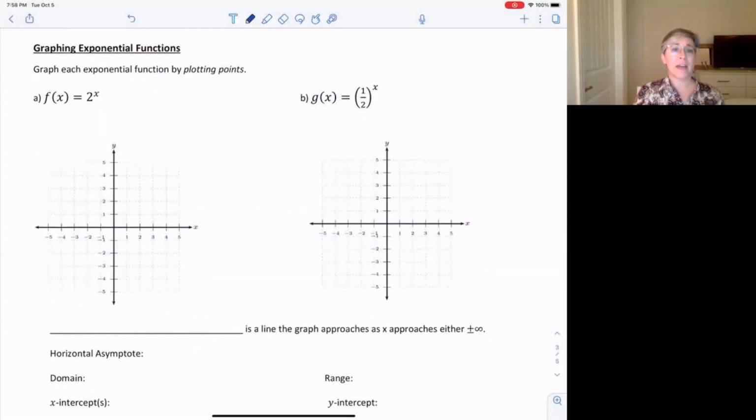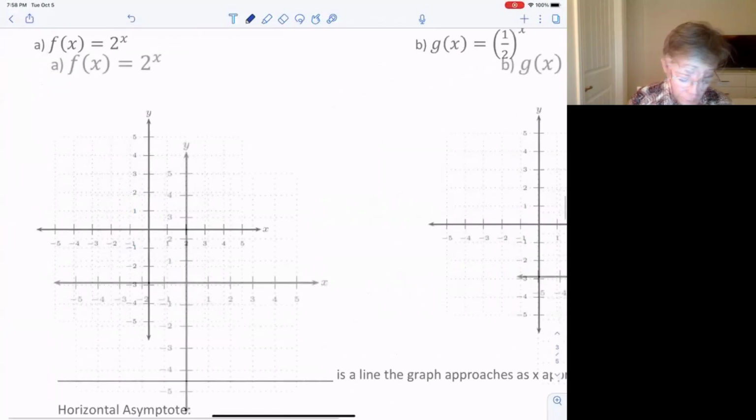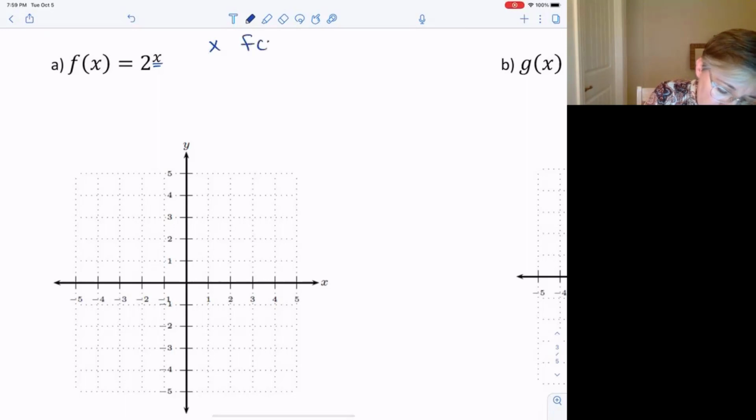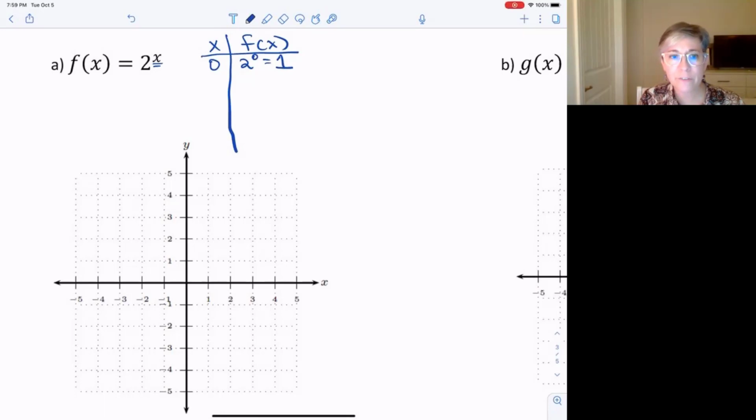Now let's take a look at graphing exponential functions by plotting points. When we focus on part A, we're looking at the function f of x equals 2 to the x. We can tell it's exponential because our variable is in the exponent position. So we can do an old-fashioned table, x, f of x. 0 is always a good number to plug in. Any number to the 0 power will always give us 1. So if you have a parent function like this, before you do any shifts or stretches, it will always contain the point 0, 1 for a basic exponential.